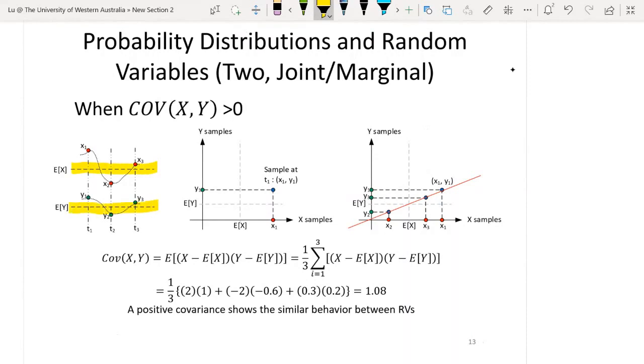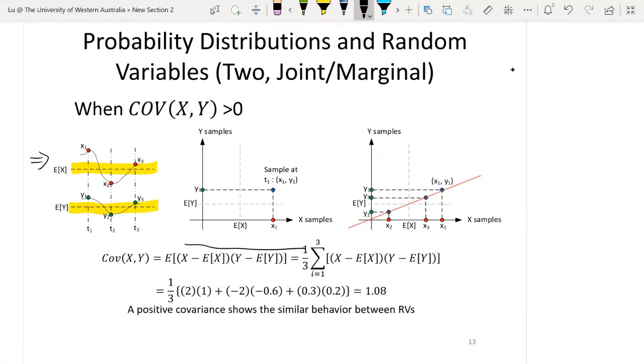At different time instances, of course, you have different sample values. So x1, y1, x2, y2, x3, y3. I want to observe the linear relationship in this case. So what we are going to do is focus on the x random variable first.